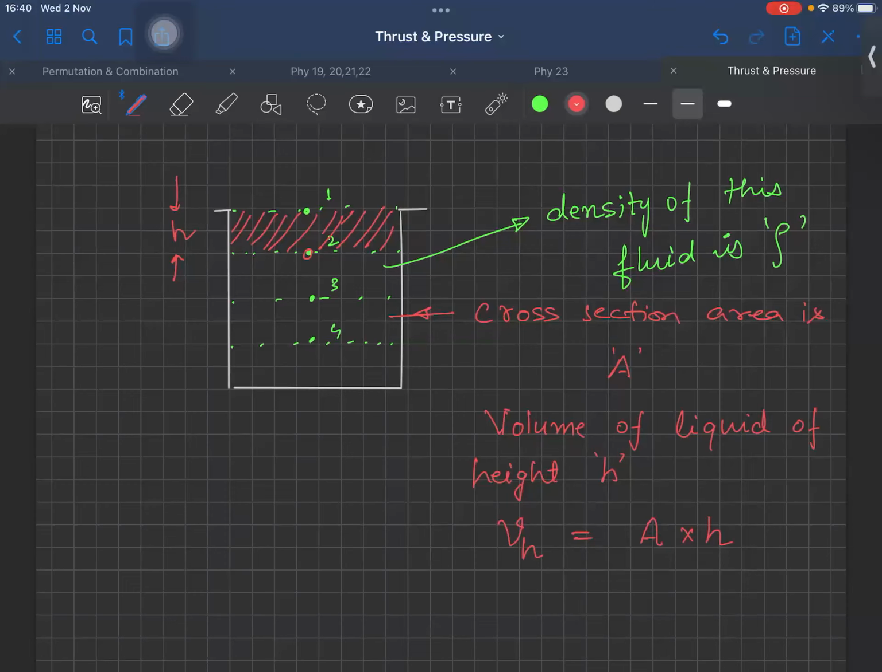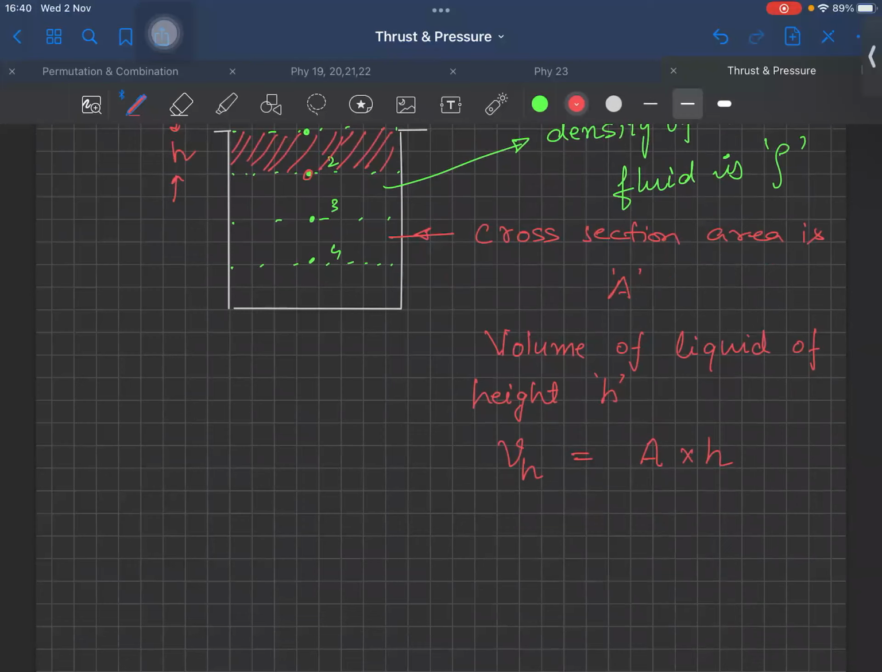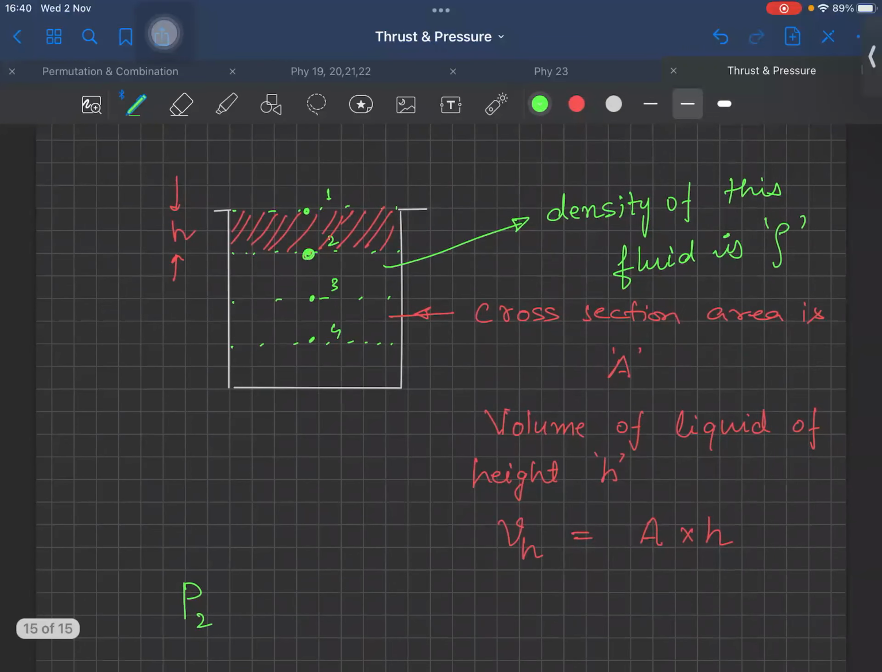Now we know that pressure P2 at point 2 we are calculating, right? At point 2 only we are calculating, and we will extrapolate it to point 3, point 4, everywhere. So at point 2, what will be the pressure because of this liquid? Pressure is equal to force upon area, or thrust upon area. Now force is mass into acceleration due to gravity. Here the force is only the weight of the liquid, right? Isn't it? Okay, force upon area.